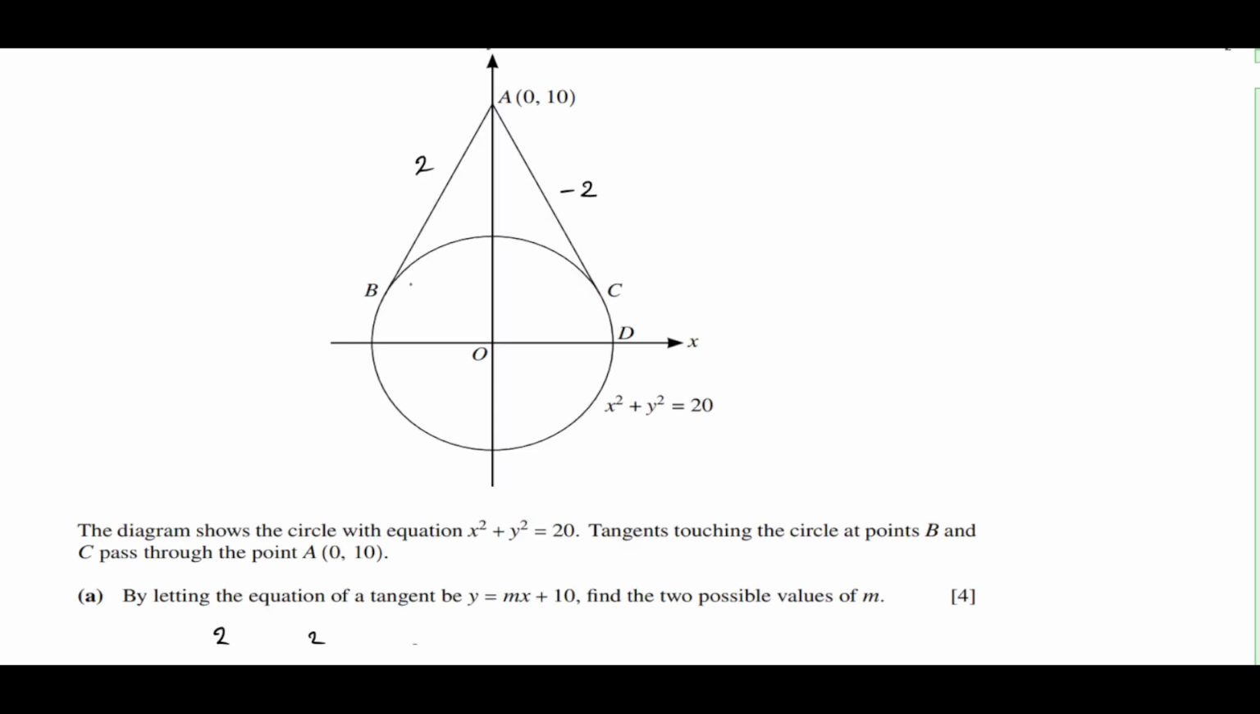So, now we have to find the coordinates of B and C. I know the equation of the tangent AB, and I know the equation of the circle. So, if I simultaneously solve these two equations, I will get the desired result. Or is there any other way that I can do?